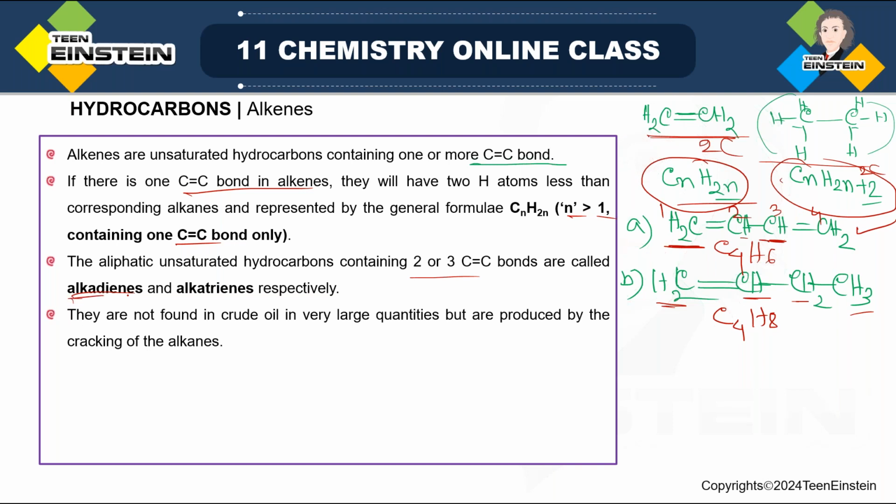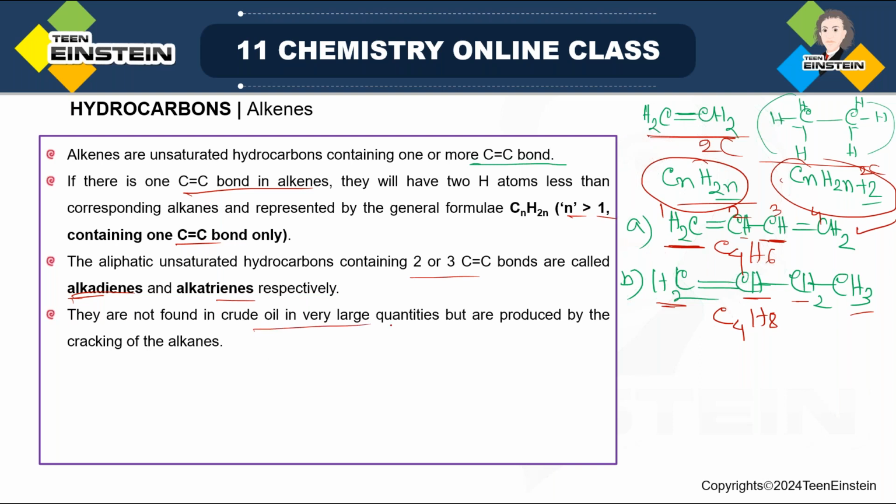So it should be 1,3-butadiene. But the general name is alkadiene. We use the term alkene only when there is one C=C double bond. But alkadiene means now it is butadiene or hexadiene, pentadiene, like this. And you can also have 3 double bonds. In that case, it will be alkatriene.